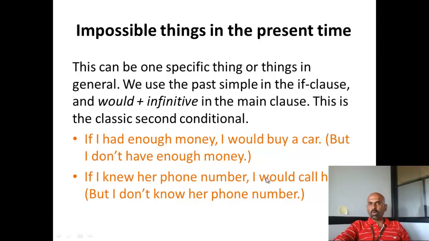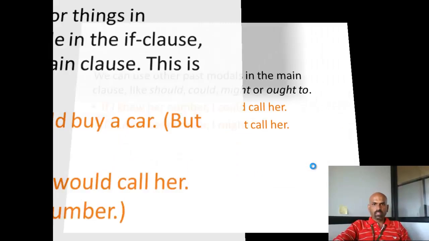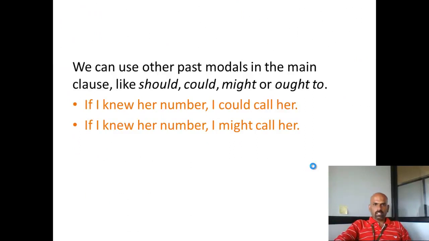This can be one specific thing or things in general. We use the past simple in the if clause and would plus infinitive in the main clause. This is the classic second conditional. That's what I have already told you. The same thing they have given here. And look at the same thing. Instead of would, you can use other words, could or might also. If I knew her number, I could call her. If I knew her number, I might call her. Instead of I would call her, you can use I could call her, I might call her also, or I ought to call her also.